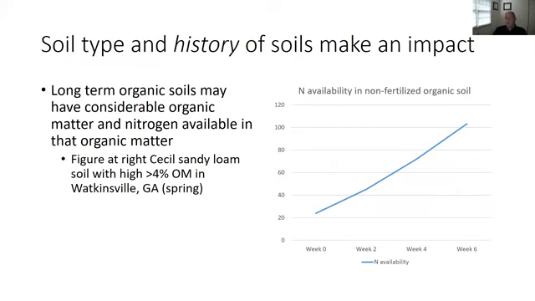Soil type and the history of that soil, as I said before, also make an impact. This is a study that was done by a graduate student of mine, Savannah Lahr, where she looked at nitrogen mineralization from a long-term, heavily amended organic soil. These were in high tunnels that were high organic matter, greater than 4%. It was a Cecil sandy loam base soil, but like I said, it had a lot of organic matter. And this is without any fertilizer being added. Over 6 weeks, she found that over 100 pounds of nitrogen an acre were mineralized from those soils.